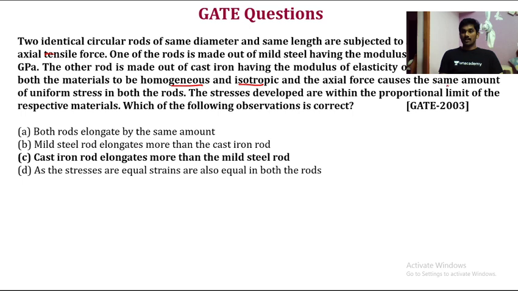The axial force causes the same amount of uniform stress in both rods. The stresses developed are within the proportional limit, which is the main point here. It means it is under the elastic region. There are the following observations, and you need to identify which is the correct one. Both rods elongate by the same amount; or the mild steel rod elongates more than the cast iron rod; or the cast iron rod elongates more than the mild steel rod; or as the stresses are equal, strains are also equal in both rods. These are the four options.